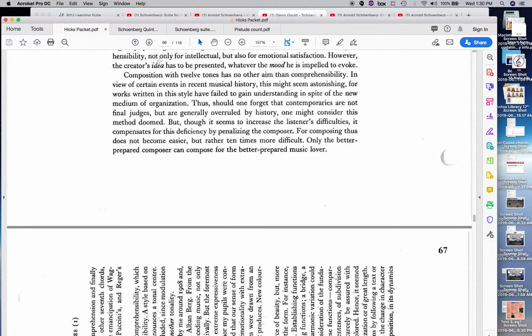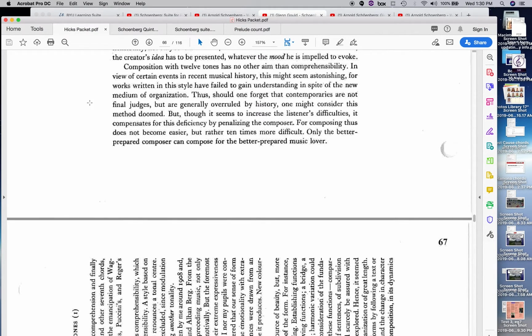this idea of an idea rather than a beauty for its own sake. He's basically saying that comprehensibility, all of the aspects, all of the parameters of music, orchestration, harmony, form, etc., are in the service of expression, of communication, of discourse.